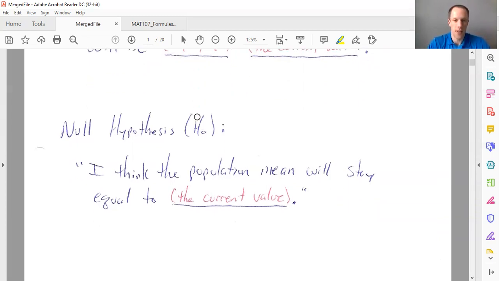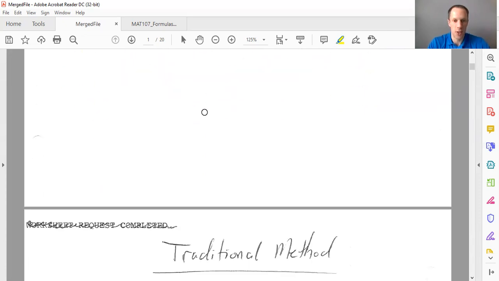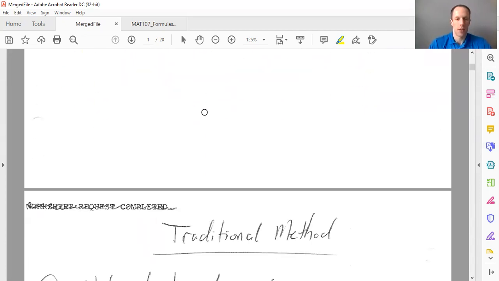One of those methods is known as the traditional method. We're going to learn about the traditional method in this video. There's another method called the p-value method. We'll learn about that one in the next video. The two methods are very similar. There's a lot of overlap, but there is a slight difference between the two. So as we go through these, you'll see the similarities, but you'll also see the difference.